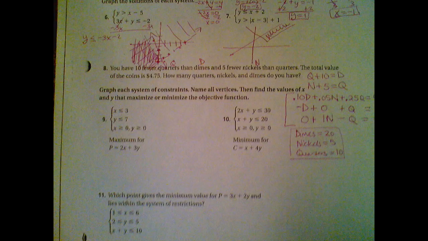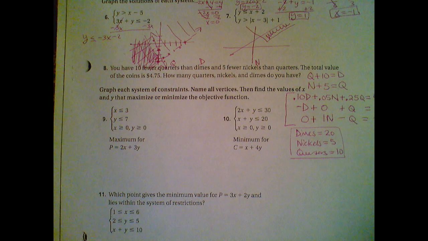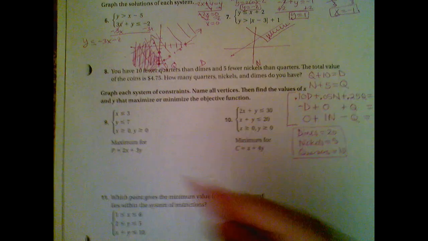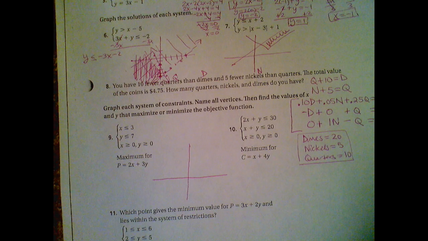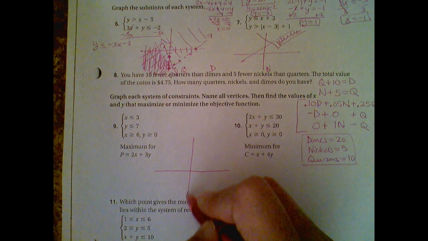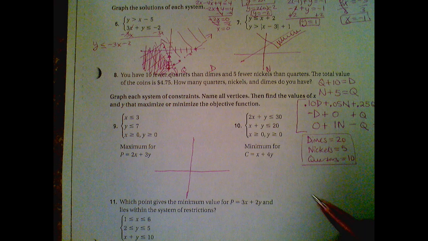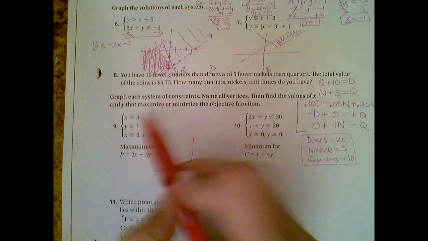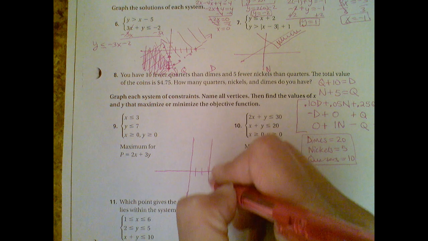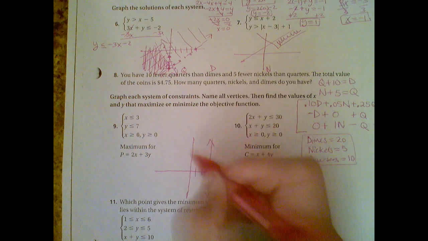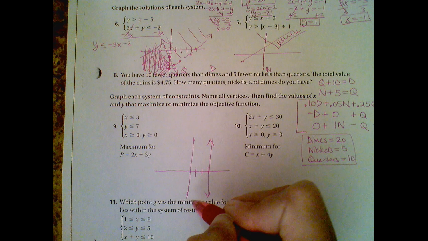Alrighty, the next one is we need to graph our constraints, then find our vertices, and then plug in our vertices to find our maximum or minimum value. For this one, I'm going to sketch a graph. And again, graph paper is going to be a lot easier for you to use, so try to grab some graph paper. For this first one, it's x is less than or equal to 3. So we go over to 3, we make that vertical line. It's less than that, so we're going to shade everything to the left of it.